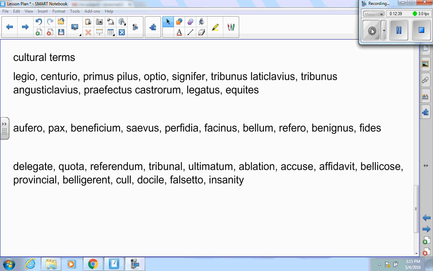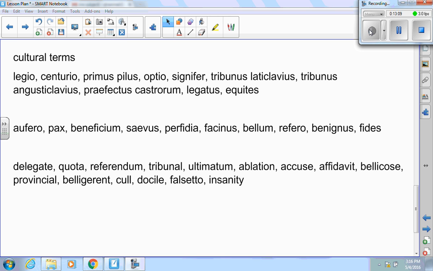English words, more English words. We have delegate. That's to pass authority to someone else. A quota is a maximum number of persons that could be admitted. Referendum is a proposal returned for popular vote, referred back to the public. A tribunal is a seat of justice, usually a group having power of judging. Ultimatum is a final proposition or demand. If you don't get rid of him, I'm quitting.